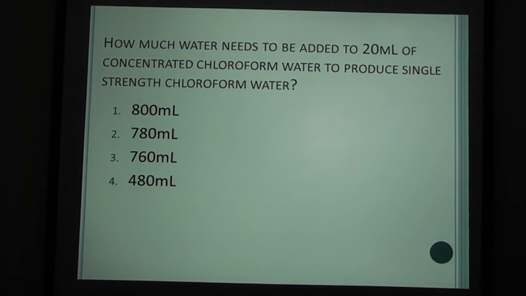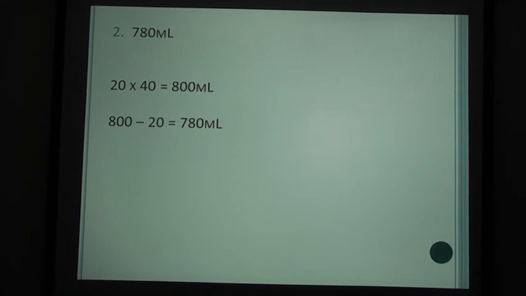Okay, so now in this case, remembering the relationship between concentrated chloroform water and single strength is the 1 in 40. So if you have 20 milliliters of concentrated chloroform water, you would multiply that by 40 to work out how much single strength chloroform water you'll have. So 20 times 40 gives you 800 mils. That's how much single strength chloroform water you would end up with. The question is not how much single strength solution am I left with, it's how much water do I need to add. So you can take the 20 away from that and that gives you 780.